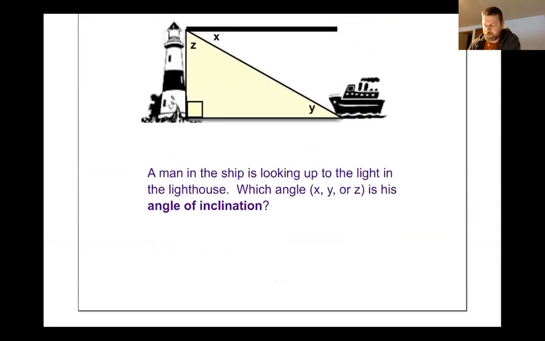Same picture, but this time we got a man and the ship is looking up to the lighthouse. Which angle is the angle of inclination? The angle of looking upwards. Well, the angle of inclination would be the one going up from horizontal. Here's horizontal, that's going upward. That's the angle of inclination. It's a weird picture. I know it's not perfect. Apparently this man is like standing right here. That's where his eyeballs are. He's like riding the bottom of the ship. That's kind of crazy, but I hope we get the idea.